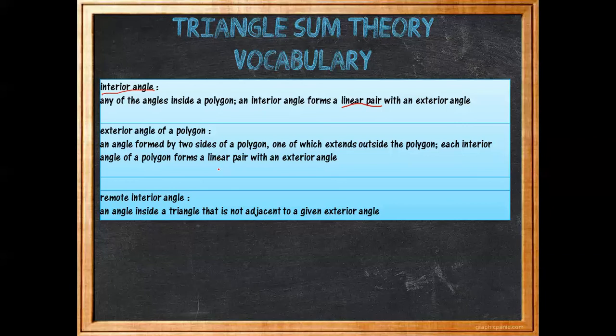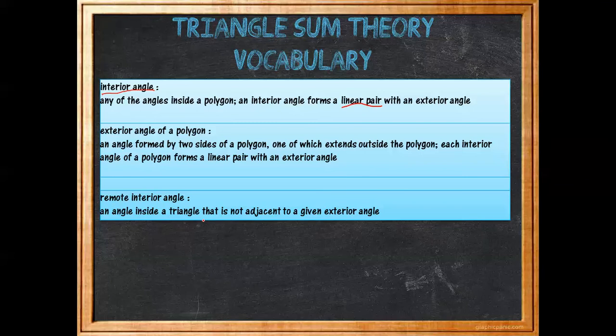The exterior angle of a polygon is any angle formed by two sides of the polygon, one of which extends outside the polygon. Each interior angle of a polygon forms a linear pair with an exterior angle. So that's really important. Make sure that the interior angle has to form the linear pair with the exterior angle in order for it to be an exterior angle.